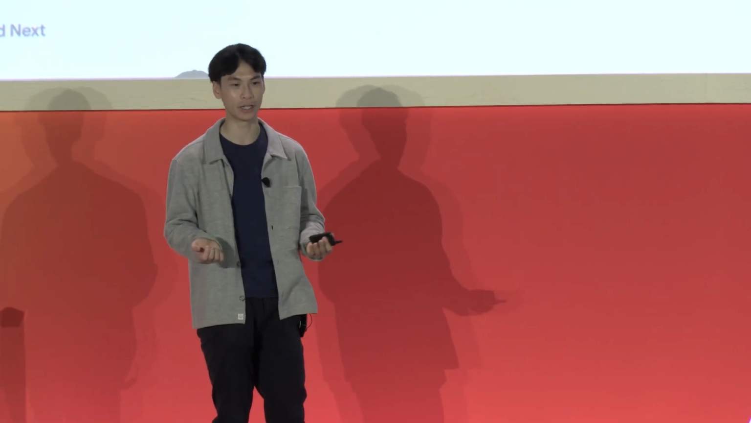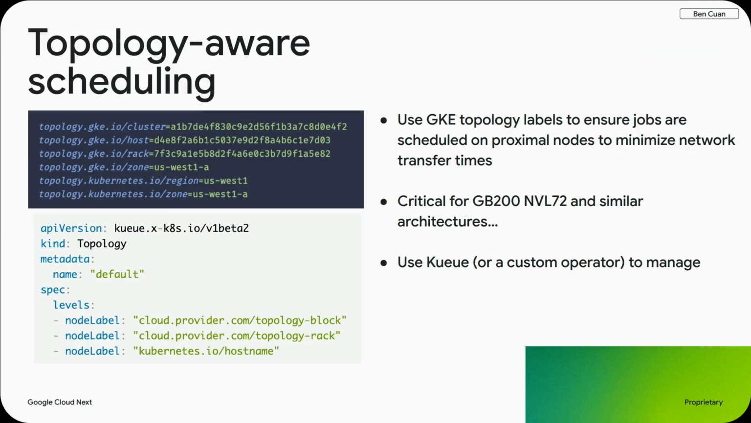Another solution and problem we have that's very related is topology-aware scheduling, where when we start to think about architectures like GB200 NVL72 especially, where we have 72 GPUs that are collocated in one rack with really fast interconnect within a rack, but slower interconnect in between racks, we need to make sure that the workers within the same workload are scheduled as proximally close to each other as possible.